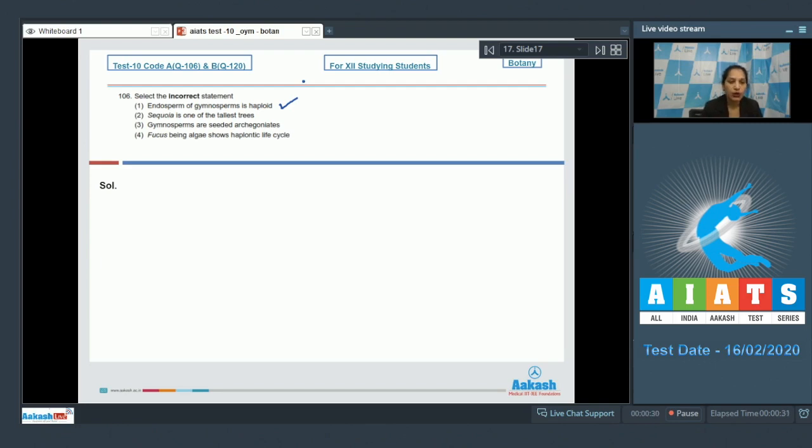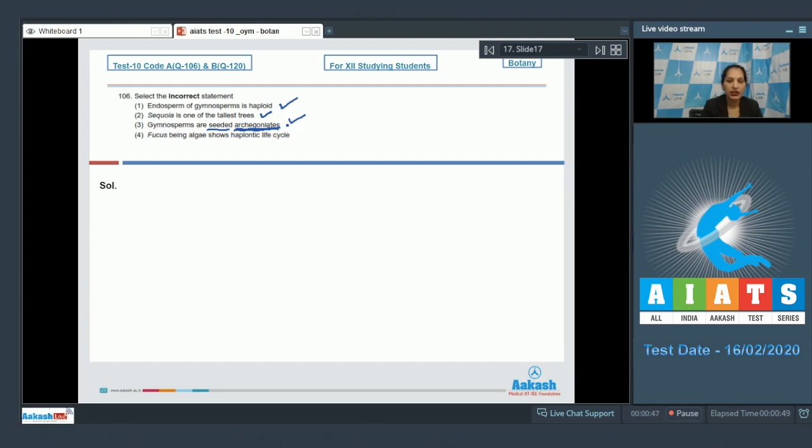Second one, sequoia is one of the tallest trees. It is also correct. Third one, gymnosperms are seeded archegoniates. Yes. Why archegoniates? Because they have archegonia and they produce seeds. So they are seeded archegoniates.